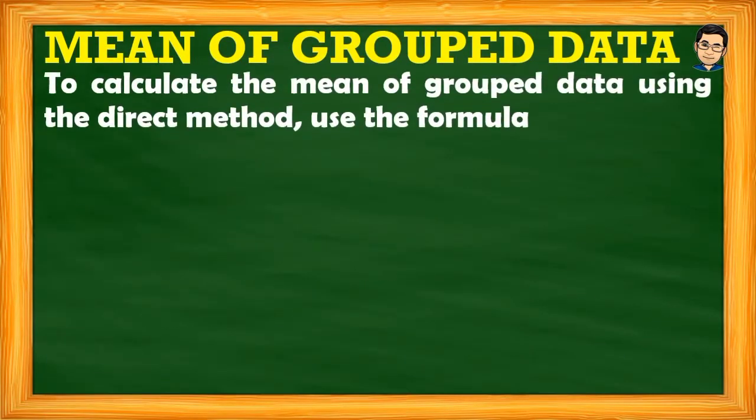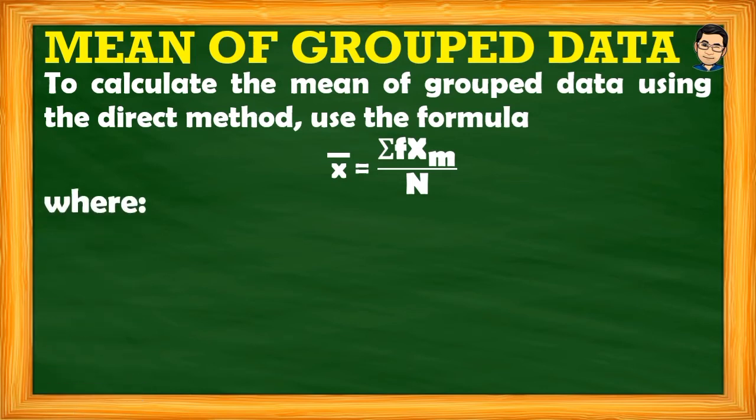To calculate the mean of group data using the direct method, use the formula. By the way, yung direct method na to, ito po yung commonly talaga na ginagamit para i-compute yung mean of group data. So, ito yung kadalasang ginagamit. Ayan, x bar, mean is equal to summation of the product of the frequency and midpoint or class mark all over n. Yung mga variables na yan, i-explain po natin.